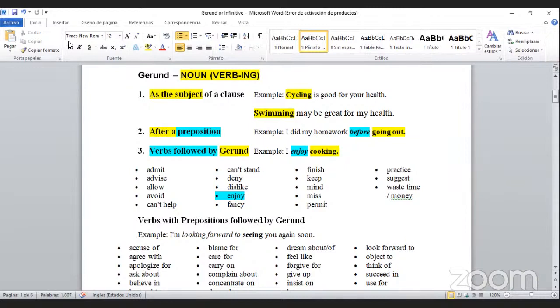Give me a second. And just in case, these are not the only verbs that we can use with gerunds. We have other ones, but I'm not sure where. I'm going to send you a picture too. It's going to be useful for you.